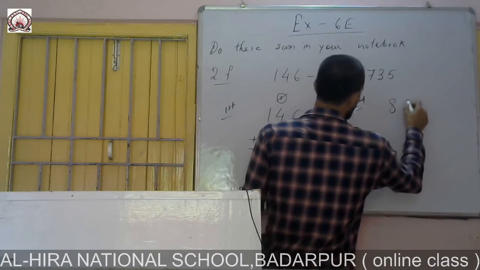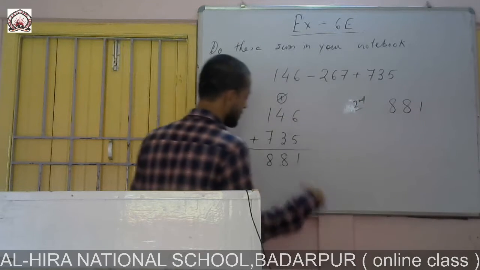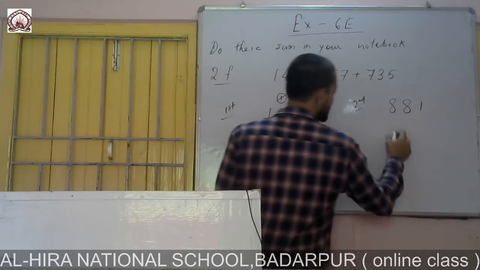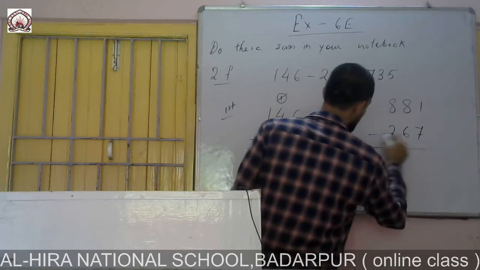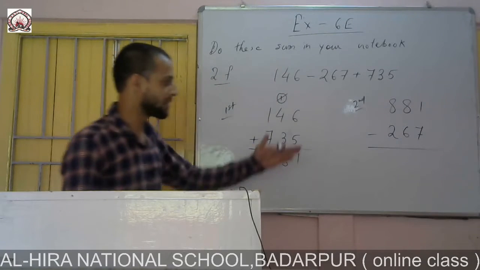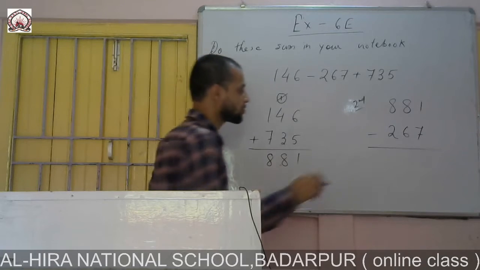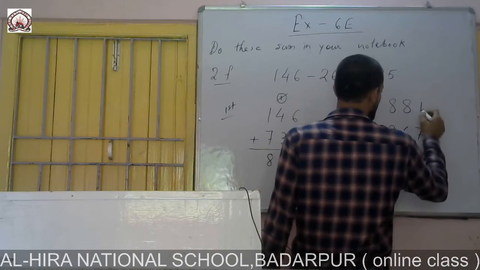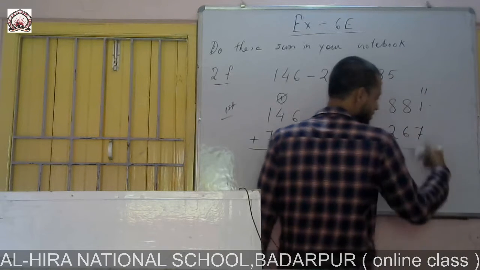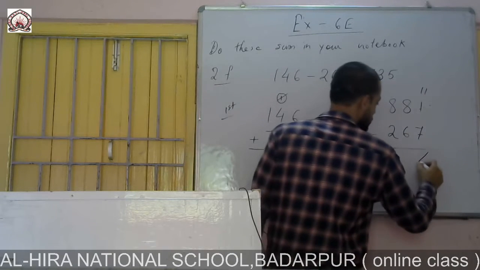881. So from this number we have to subtract 267, as there is a minus sign before 267. Okay, so now can we subtract 7 from 1? No, definitely cannot. So we have to carry 1 from there. Whenever we carry 1 from there, instead of 1 we'll get 11. So now easily we can subtract, 11 minus 7 equals to 4.